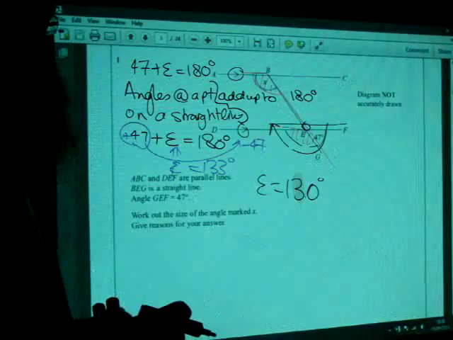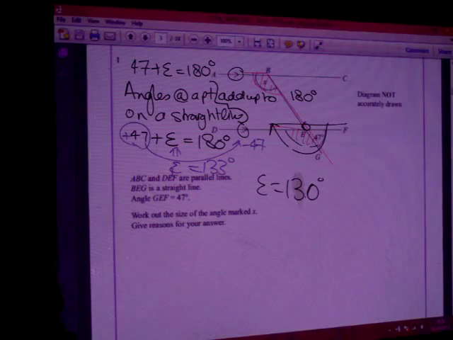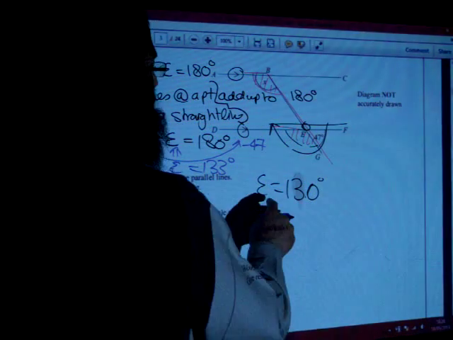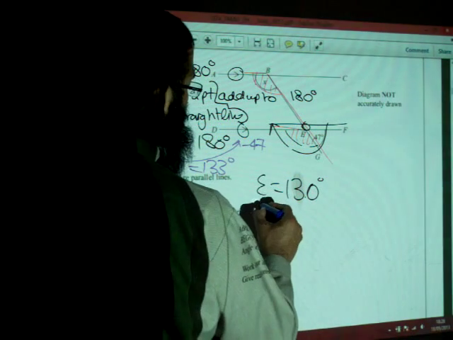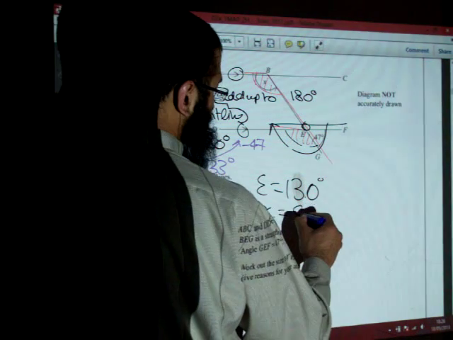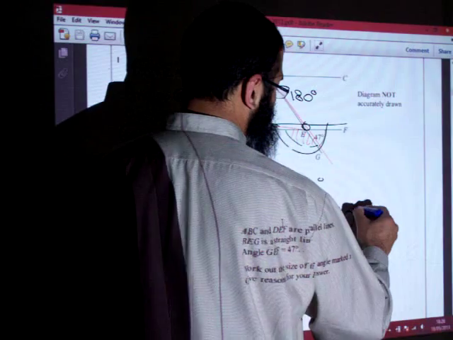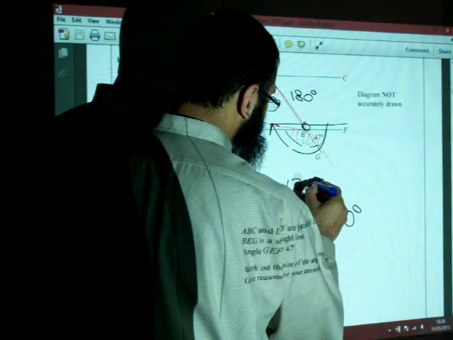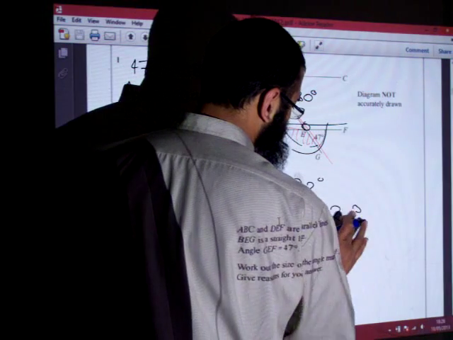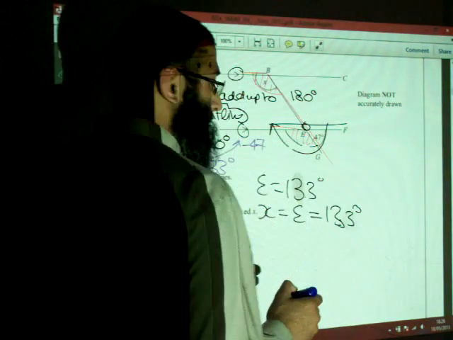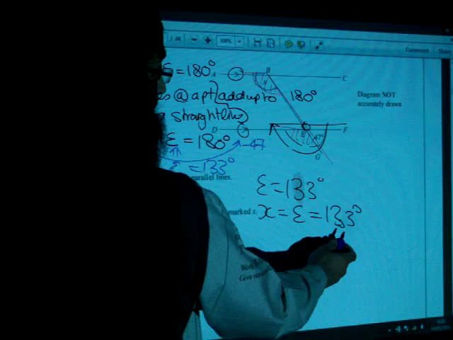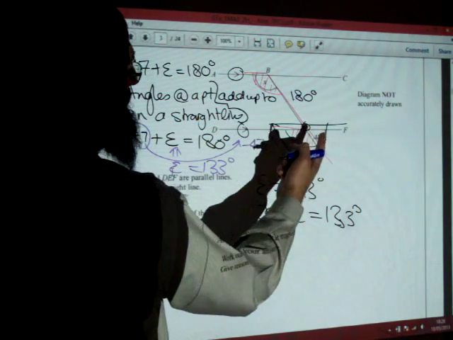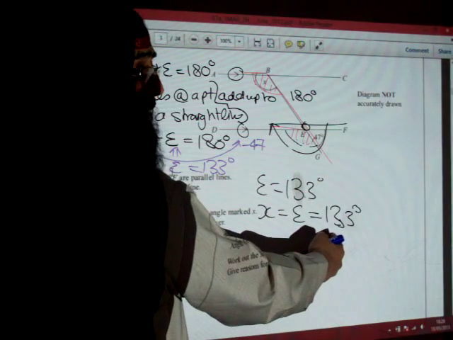If E is equal to 133, what's X equal to? The same, because they're corresponding. So X is equal to E, which is equal to 133 degrees. Pardon me, I said the wrong number earlier. I've got the projector light in my face, just blinding. Right, 133 degrees. So this angle is equal to this angle, which is equal to 133.